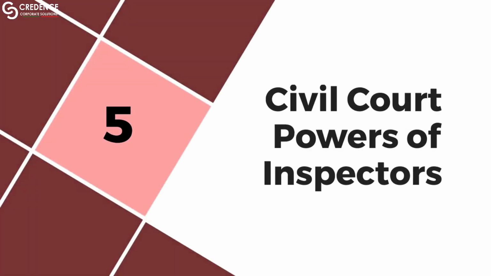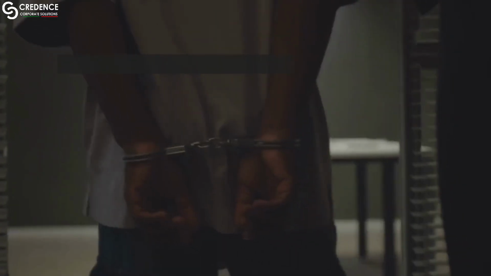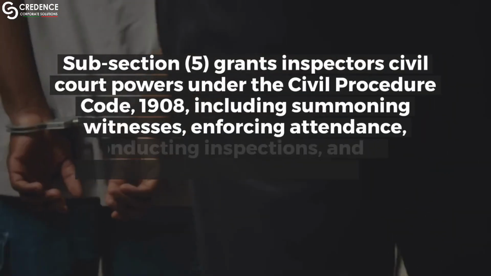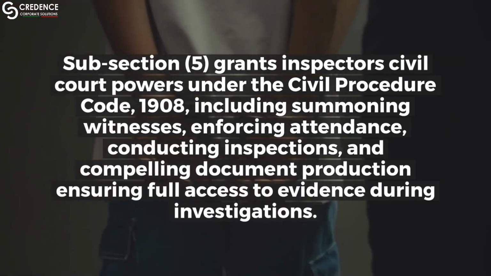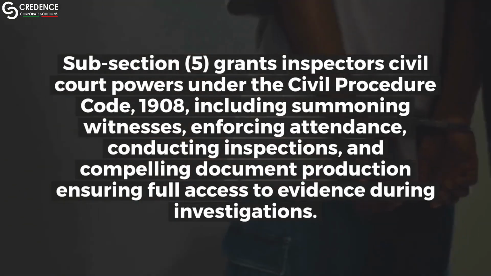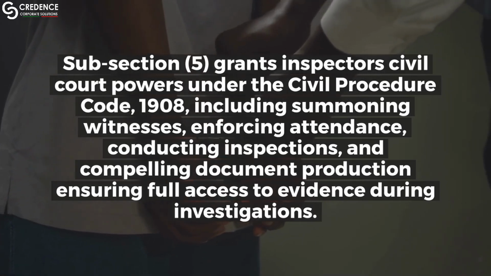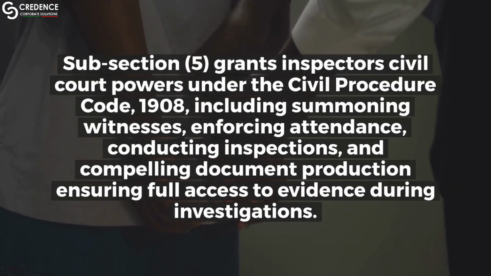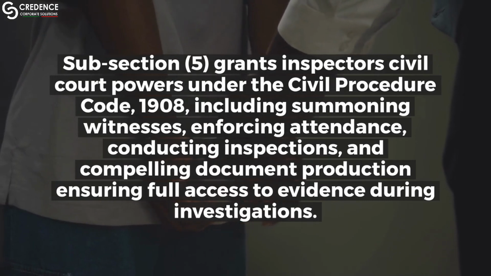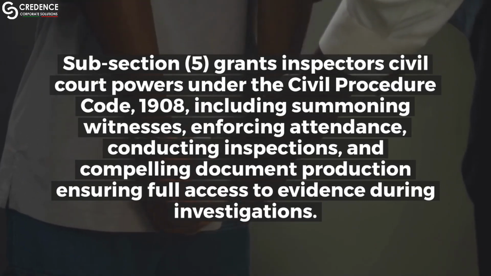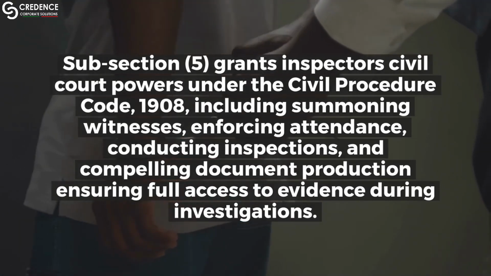5. Civil court powers of inspectors. Subsection 5 grants inspectors civil court powers under the Civil Procedure Code, 1908, including summoning witnesses, enforcing attendance, conducting inspections, and compelling document production, ensuring full access to evidence during investigations.